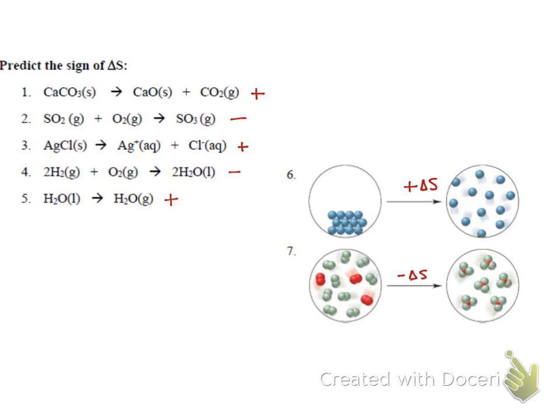So predicting the sign of delta S, look at each equation. In the case of number 1, going from 1 mole of a solid to a solid plus a gas, that's going to be a positive entropy change. If we go from 2 moles of a gas to 1 mole of a gas, that's going to be a negative entropy change. So work these and then check your work.